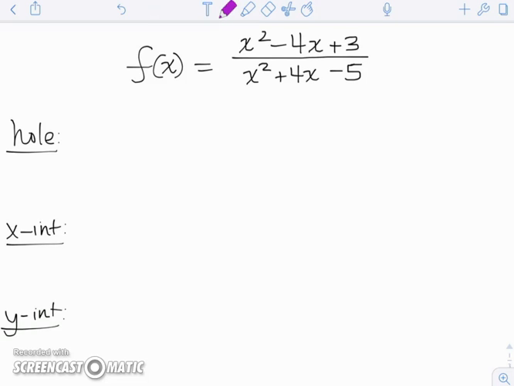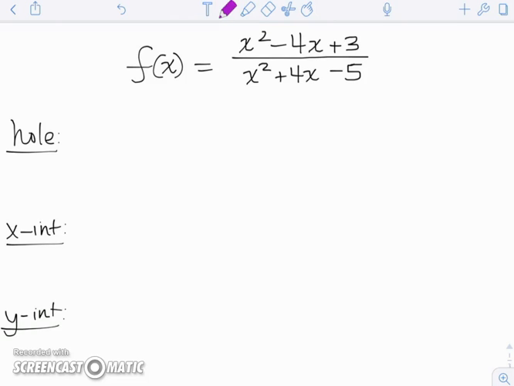So the first thing I need to do is look for a hole, which is a gap in the graph. It's just one point, one ordered pair where the graph doesn't exist. This happens because there's a factor on the top and a factor on the bottom that match. So you would end up with 0 over 0 at that point, which is undefined. It doesn't exist. There's an open circle on the graph at that ordered pair, but the rest of the graph continues with the asymptotes, the intercepts, all that jazz.